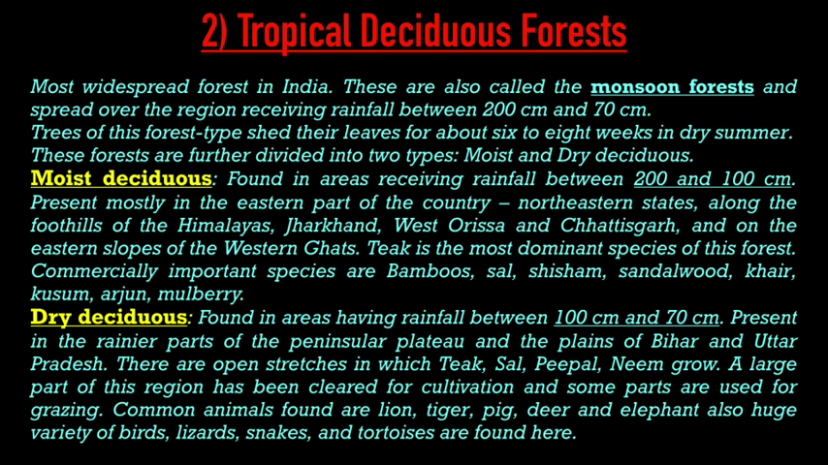Teak is the most dominant species of this forest. Commercially important species are bamboos, sal, sesam, sandalwood, fir, kusum, arjun and mulberry.